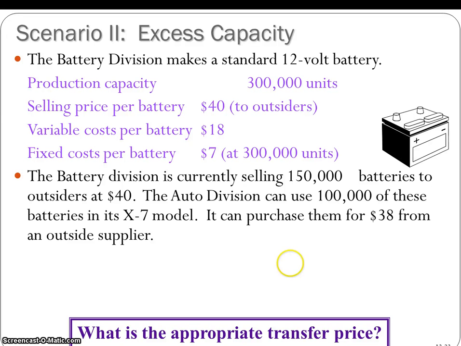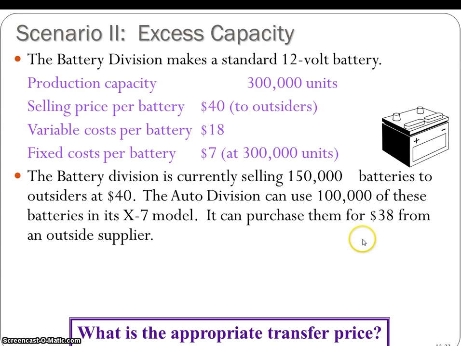So let's look at scenario 2 when there's excess capacity. There's a couple of production lines at the battery division where the guys working the line are sitting on their hands. They've got no one to sell to, they've got nothing to make. That is less advantageous for the battery division, but it's more advantageous for their sister company at the auto division.